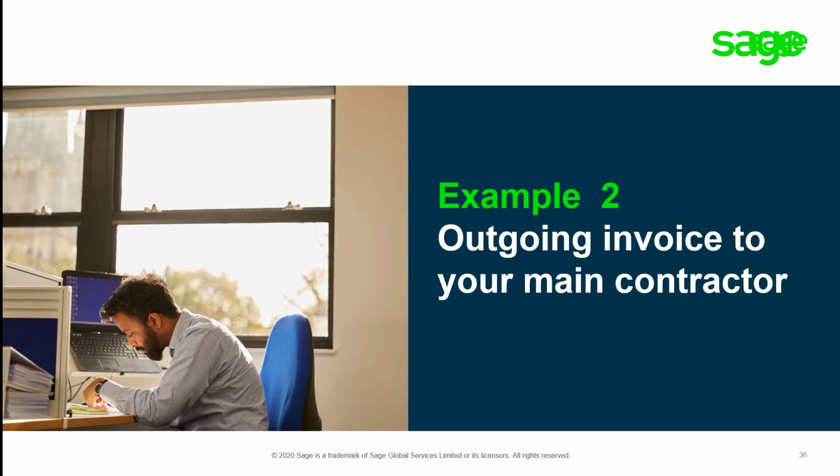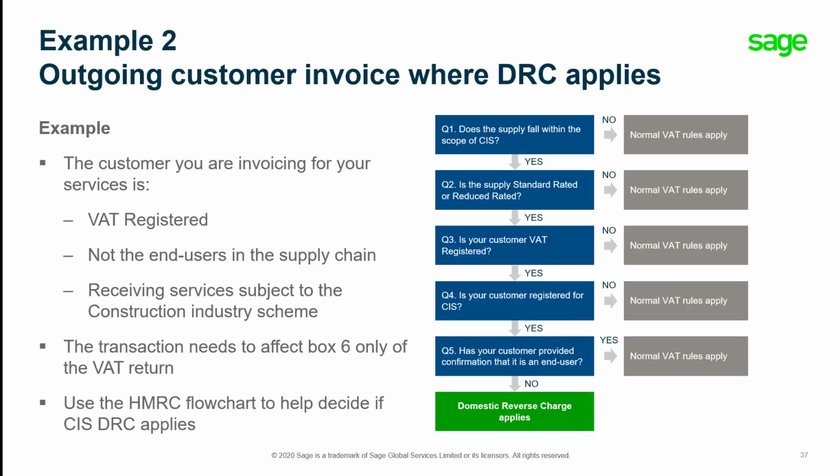So now we've seen how to process this for our supplier invoices, let's take a look at how to process this for our customer invoices. Again, our first step is to determine whether or not domestic reverse charge applies to this transaction, and we're going to use the HMRC flowchart to help us decide this. So step 1 is, does the supply fall within the scope of CIS? Again, in this example, we are receiving services subject to the construction industry scheme.